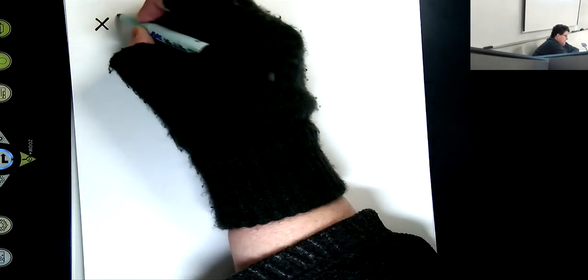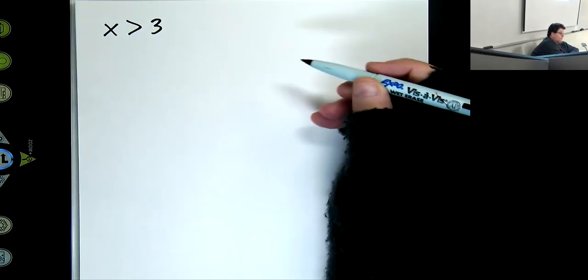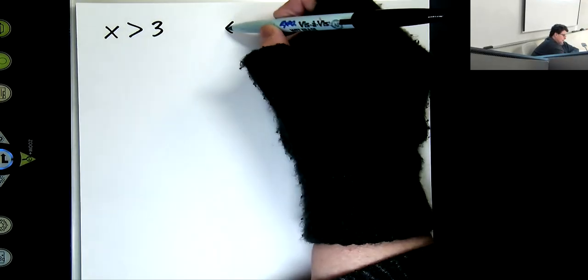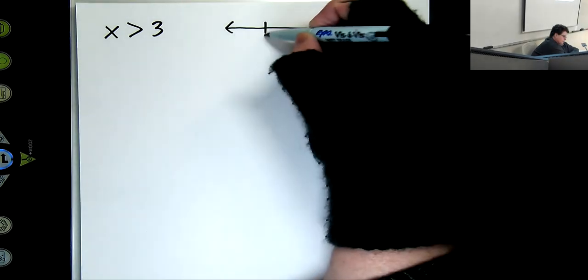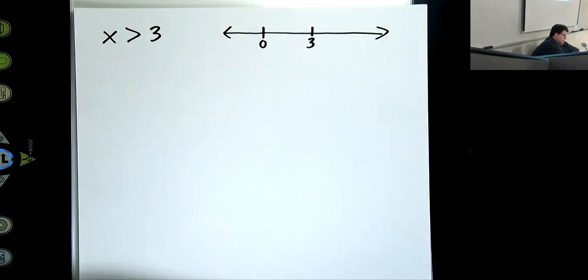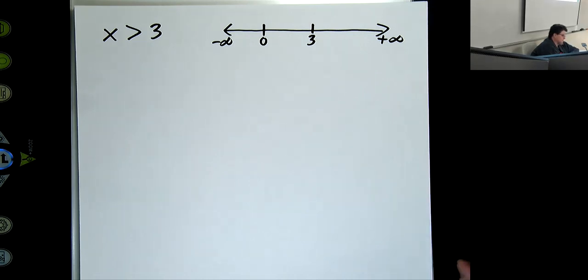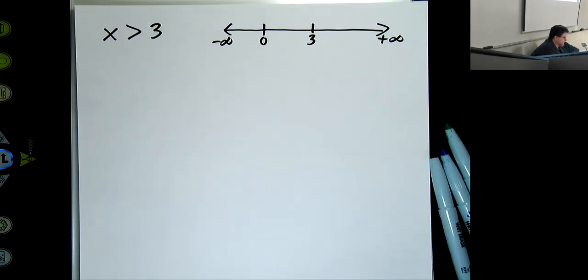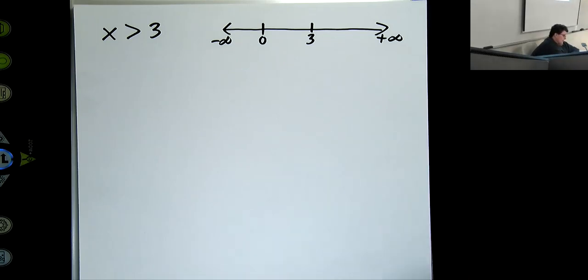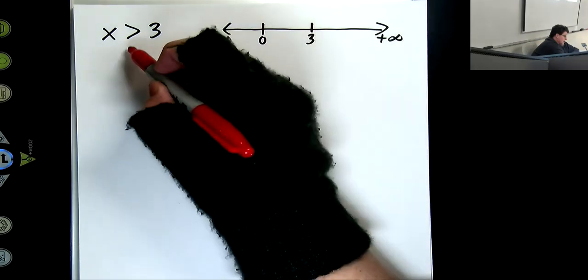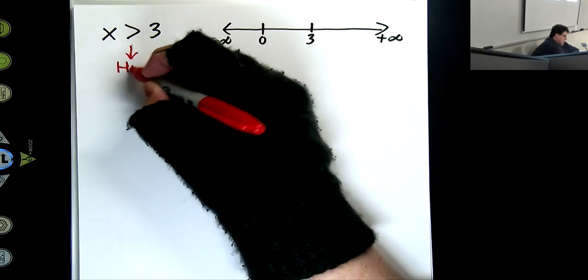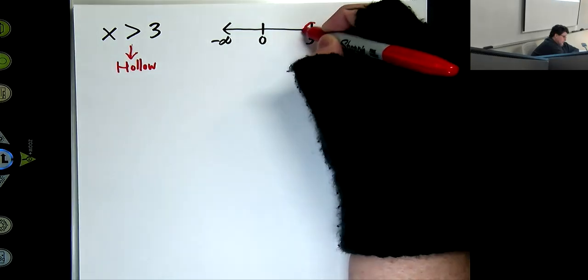Sometimes we don't have between stuff. Like if I just have x is greater than 3, I can do my number line. X is greater than 3. This isn't open, it's hollow because it doesn't have the equal part. I'm going to put a hollow circle there.